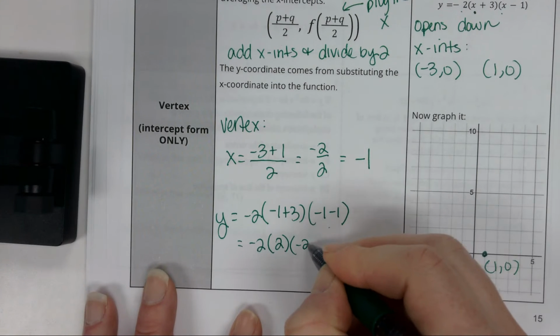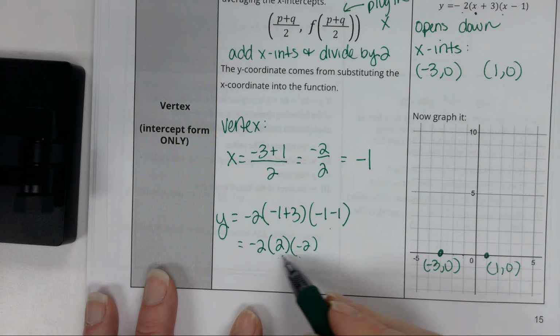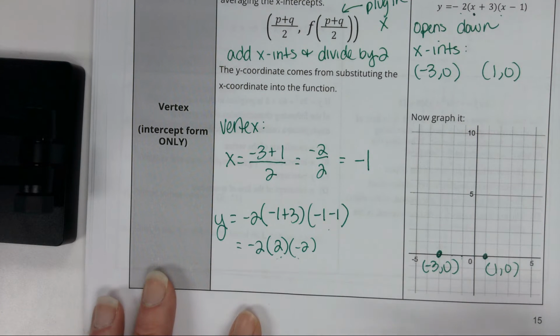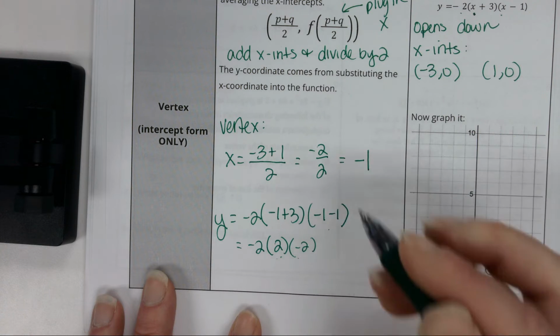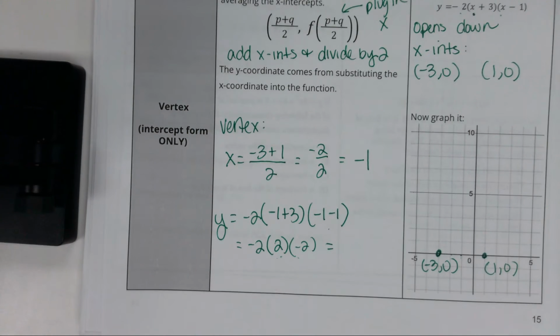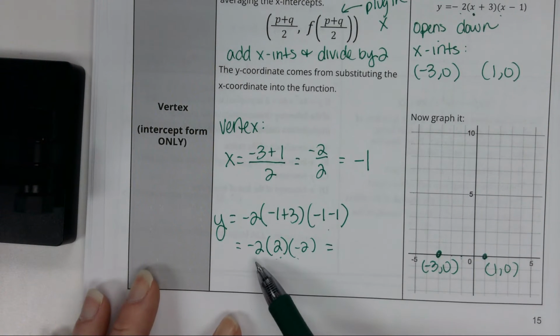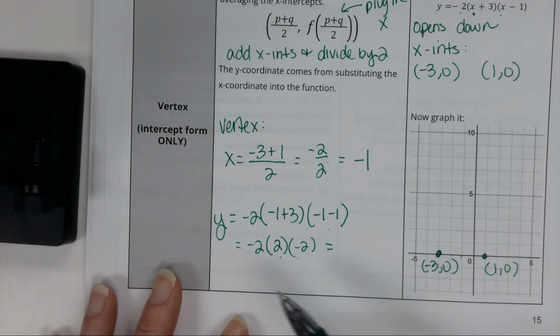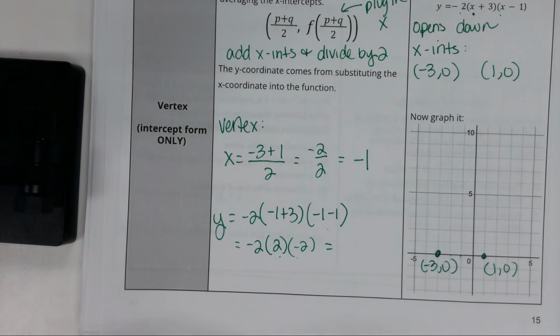-2. And a little hint to you, once you plug them in, those are going to always be the same number, opposite signs. What is -2 times 2 times -2? They're all 2's. Is it -8 or +8? Okay.